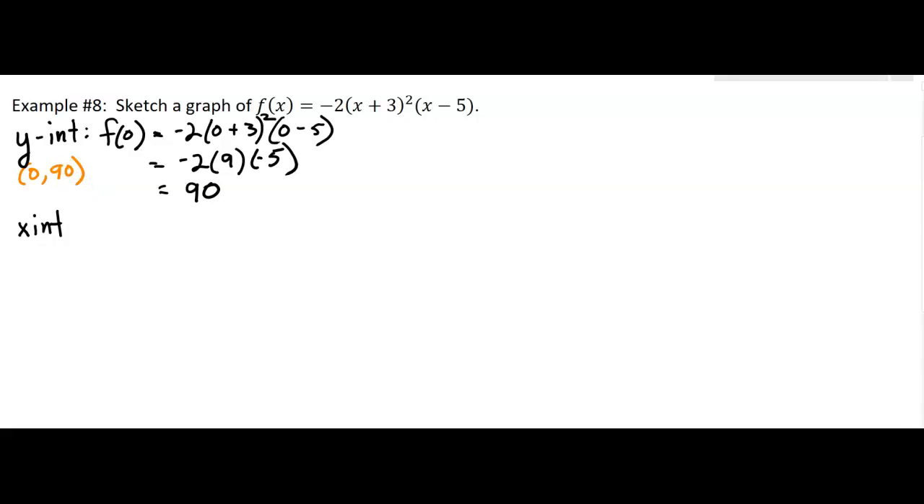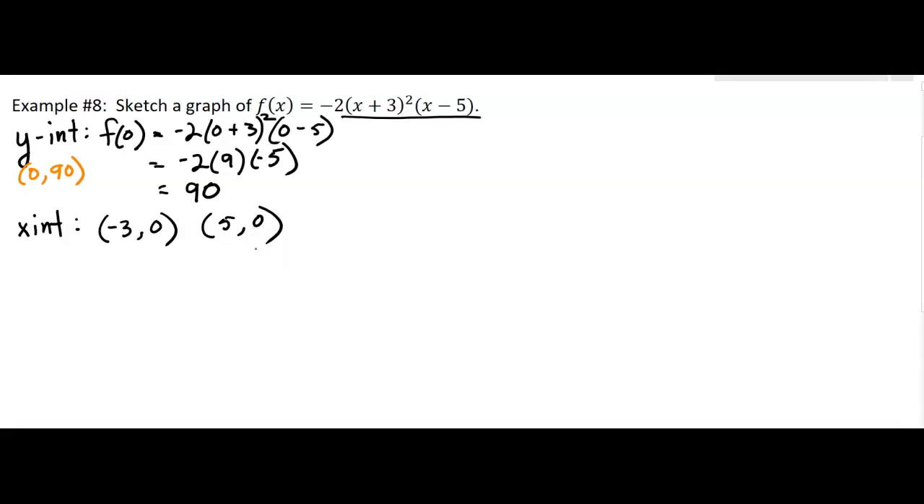Okay. The x-intercepts, they gave it to us factored. So nice. That's going to be a little bit easier. We're going to have an x-intercept at negative 3, 0. I'll write it as an ordered pair. And we're going to have one at 5, 0. So I know where my x-intercepts are.